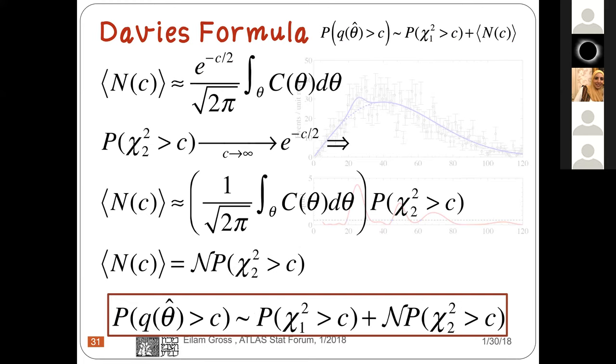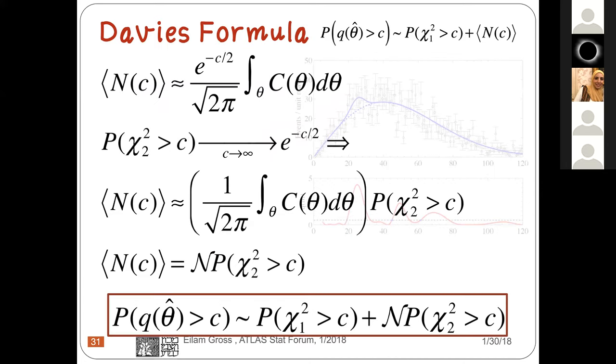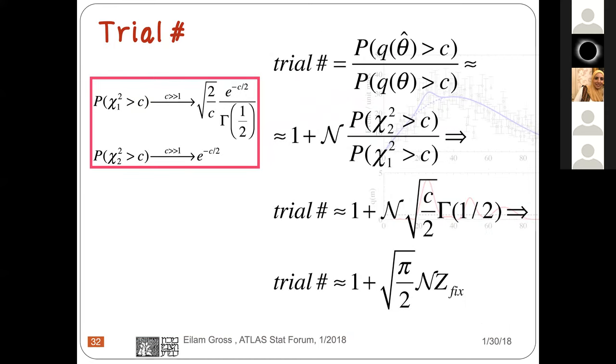Okay, this we can actually skip because I showed it. Before I go on, I want to say that now we can calculate the trial number, because the trial number is the global divided by the local. Now you go to the books and you see that the formula for chi-square with 1 degree of freedom greater than c, the local, is given by this function: square root of 2/c, e to the minus c over 2, over the gamma function of 1/2. And we already know that P of chi-square 2 degrees of freedom more than c is e to the minus c over 2.